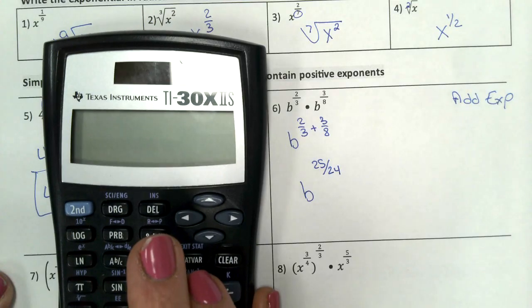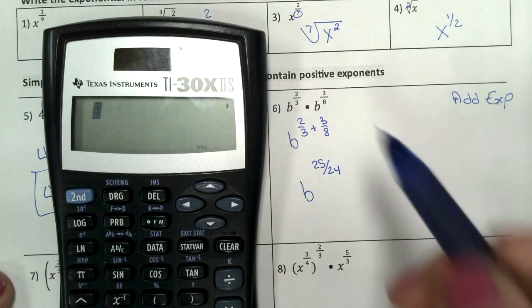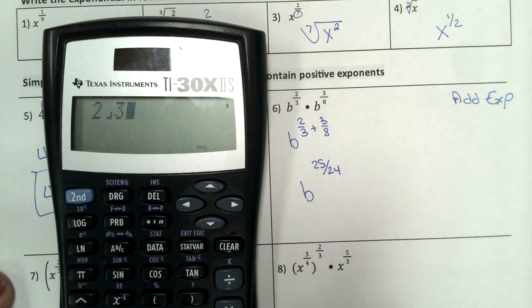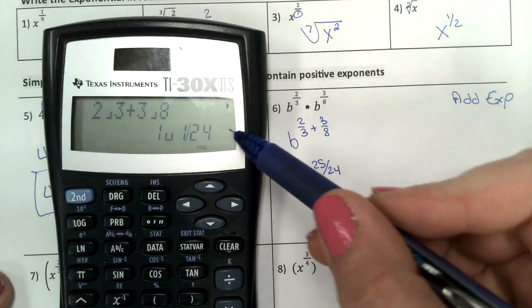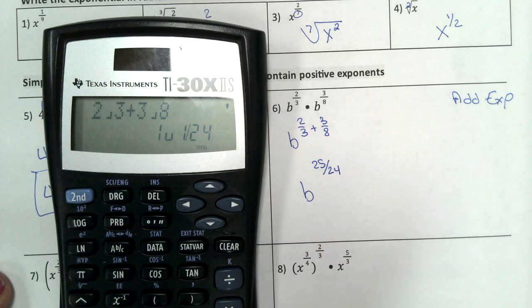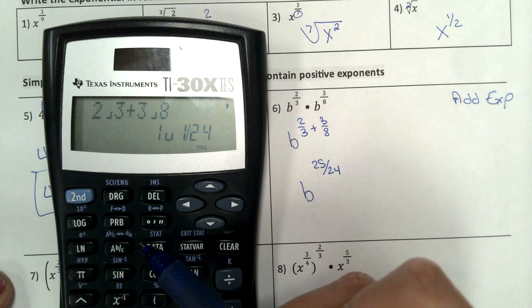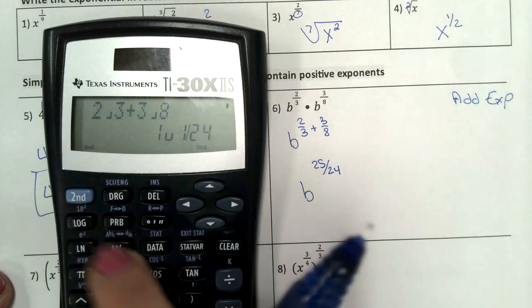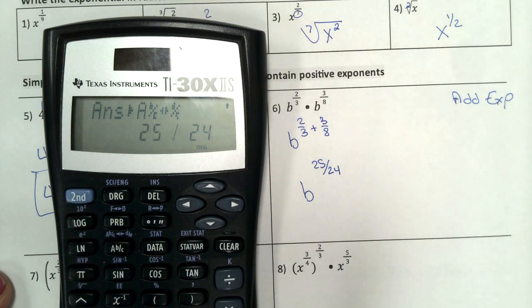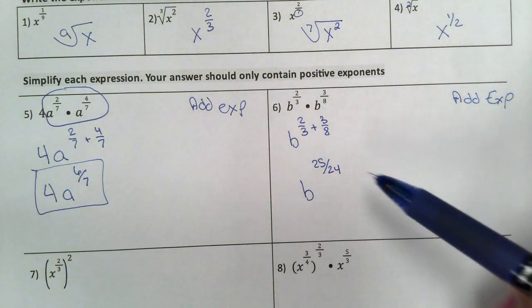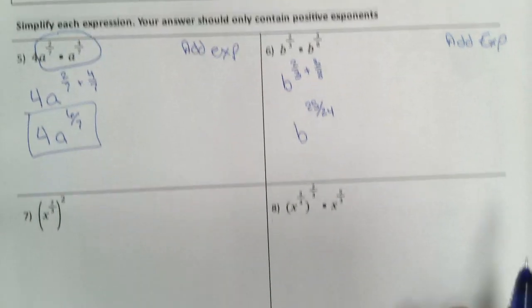Some of you have this calculator. So you could use the ABC button if you wanted to. You could go to ABC3 plus 3ABC8. And if it gives you it like this in a mixed number, you need to hit second ABC above the ABC button, and that's how you put it into an improper fraction. An improper fraction is when the numerator is bigger than the denominator.